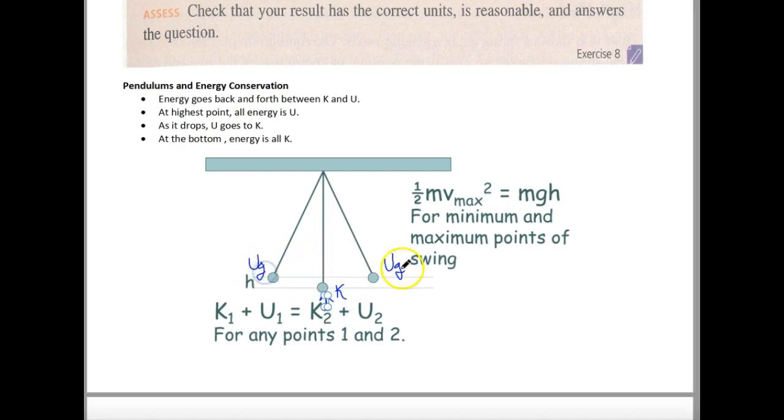Now, in a real system, the potential energy here is going to be bigger than it is here, and then the kinetic energy will decrease each time because you'll have air friction. So as long as there's no frictional effects, no heat being lost or anything like that, then this system should conserve energy.